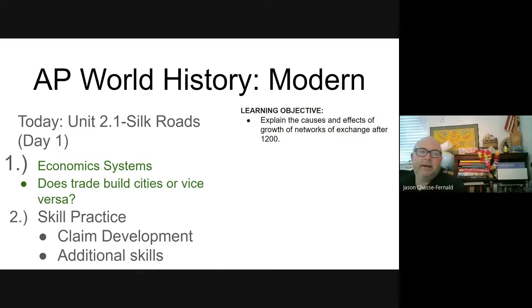Today we're going to begin our first day with Unit 2.1 Silk Roads, focusing in on economic systems, looking at concepts like does trade build cities or vice versa. All right. Our learning objective is explain the causes and effects of growth of networks of exchange after 1200.